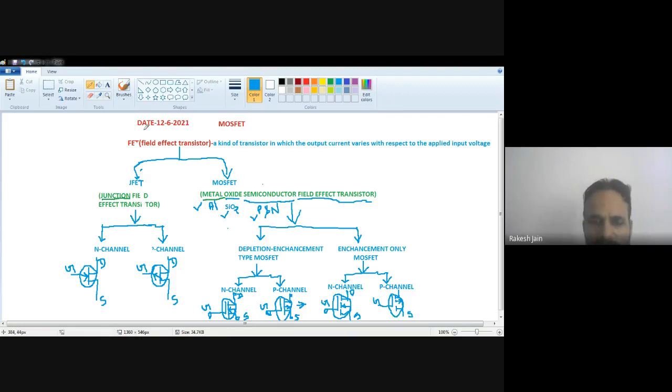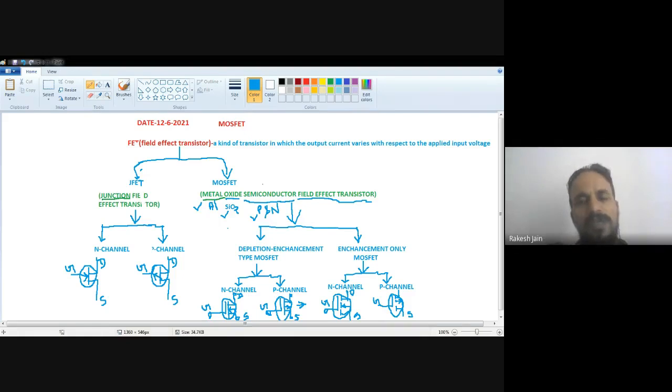Why do we use the field effect transistor? Those kinds of devices in which the output current varies in accordance with the applied input voltage are known as field effect transistors. And here the complete category is that field effect transistors are of two types. One is the junction field effect transistor and the second one is the metal oxide semiconductor field effect transistor.